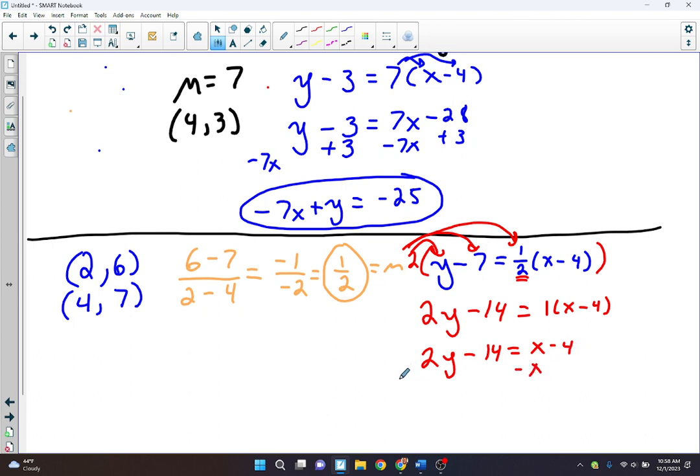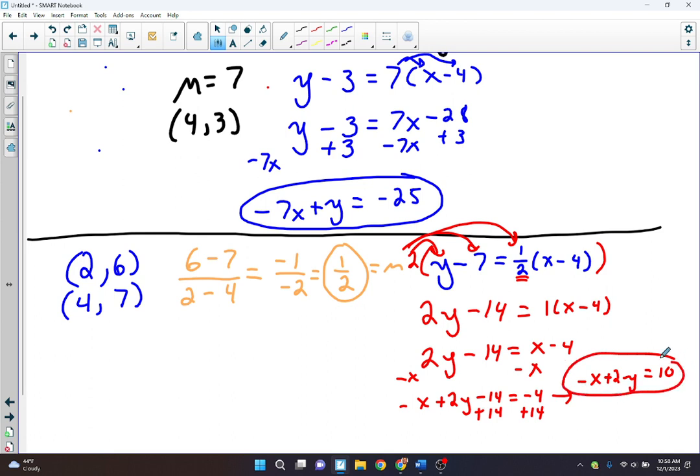I'm going to move the x to the left side. Negative x plus 2y minus 14 equals negative 4. And I'm going to move my whole number, which is 14 in this case, to this side, which gives me the final answer. Negative x plus 2y equals 10. Remember, with standard form, your answer should be whole numbers. So let's say you got to this point and your answer is not a whole number, again, you can multiply by the decimal or the denominator, and that will fix that.